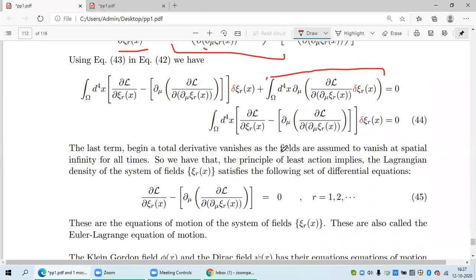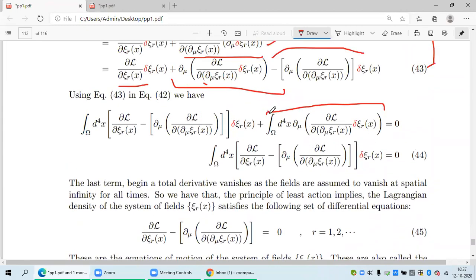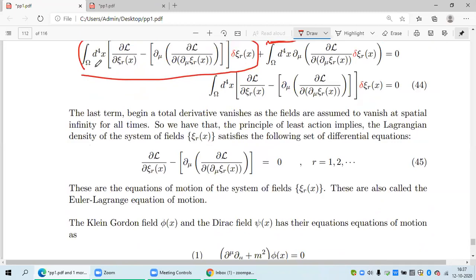Therefore, when you do this integration of the second part, because it is a total derivative, what will you get? Zero, because on the boundary we consider delta of psi to be 0. Therefore, you will get only this term, which is this equation. Now you can drop this d4x. So this is the equation that L satisfies.